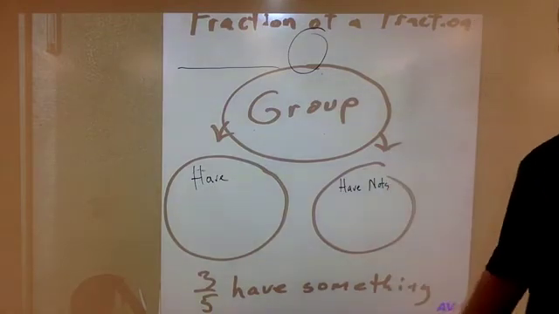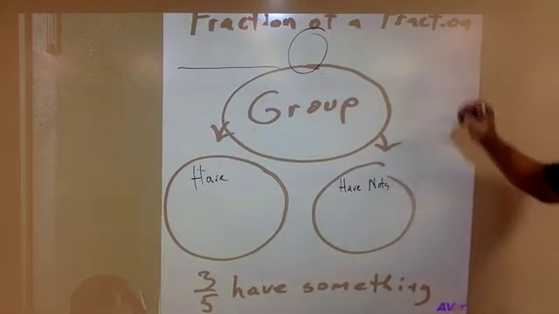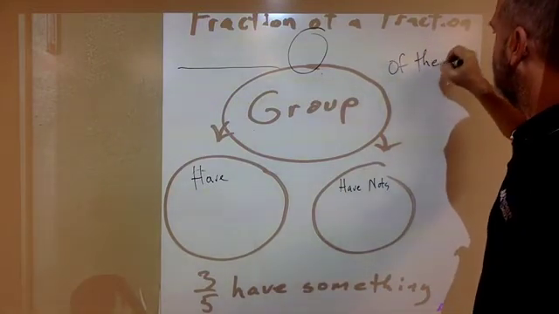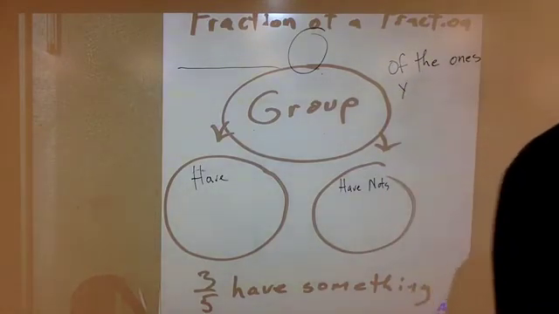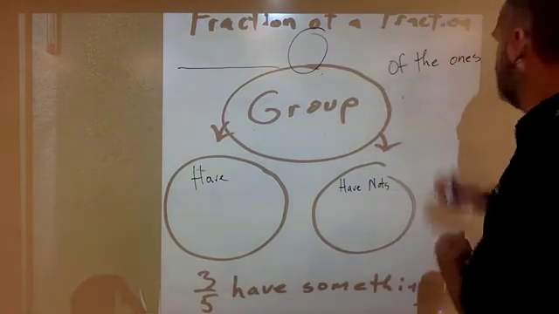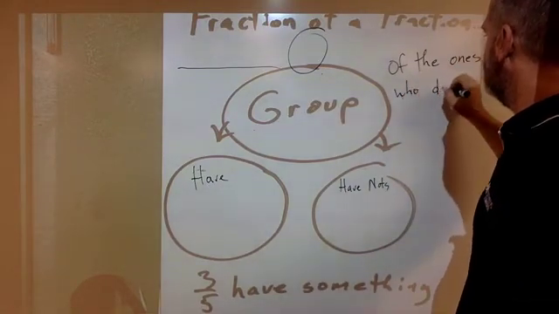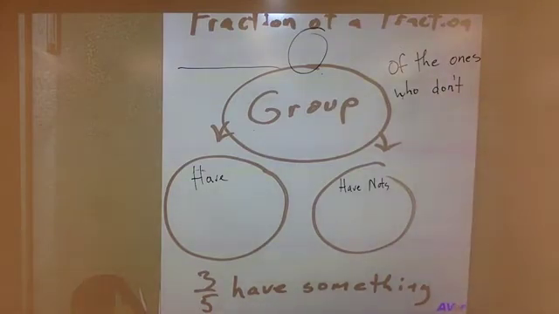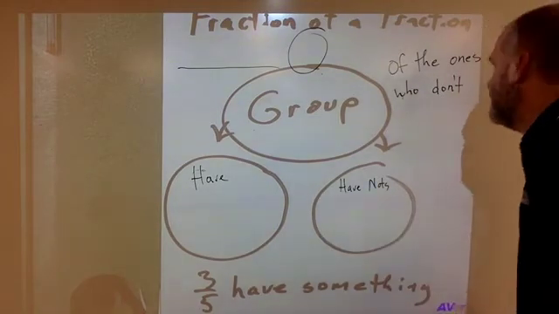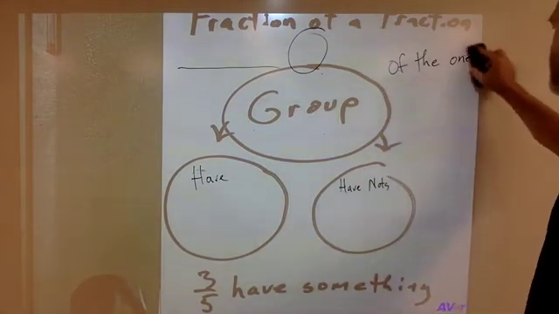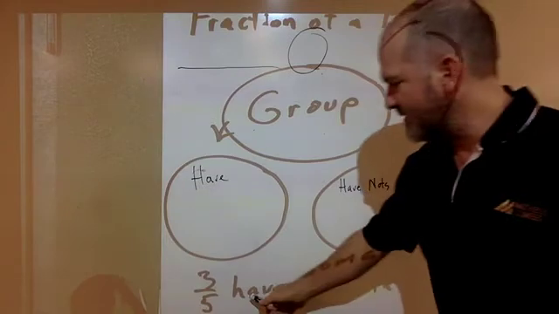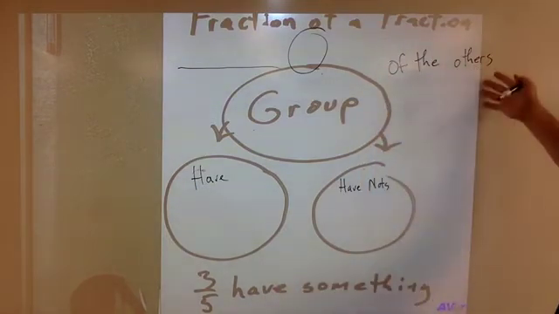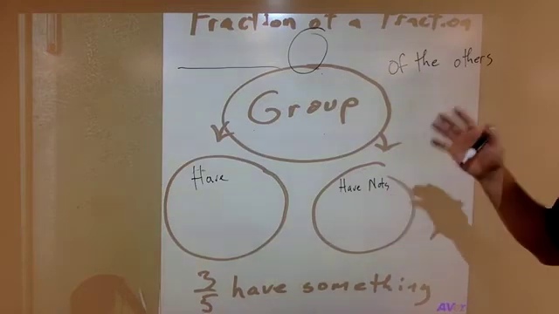Okay, so 3/5 have something, and then of the ones who don't. See how it's not super clear? Of the ones who don't. That means of the ones who don't have something. That would be this group right here. Another way that they could reference this group right here would be of the others. All right, if your first sentence is talking about the haves and they're talking about of the others, they're talking about the have-nots. So this is the tricky part.